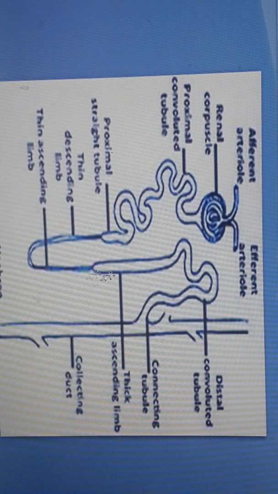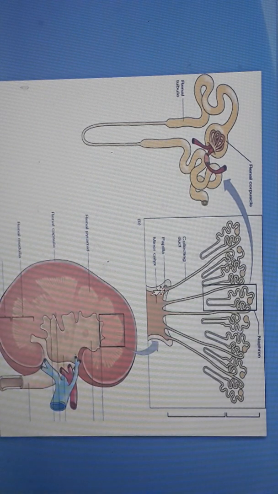Each nephron is connected to the collecting duct. These collecting ducts from each nephron are connected to the renal pelvis where the urine is stored, and then the urine is passed to the ureter, the urinary bladder, and from the bladder through the urethra it is excreted out of the body. So this is all about the structure of kidney and nephron.